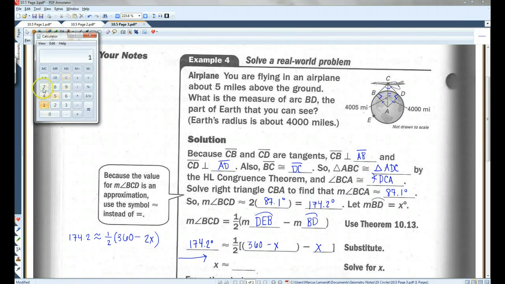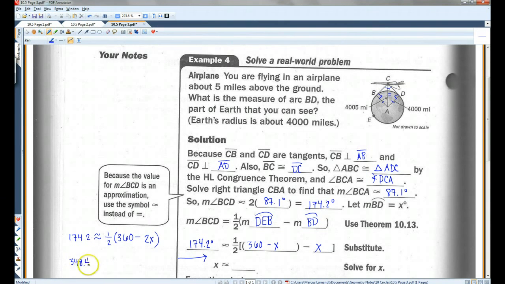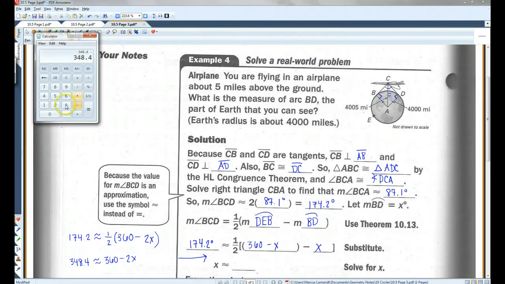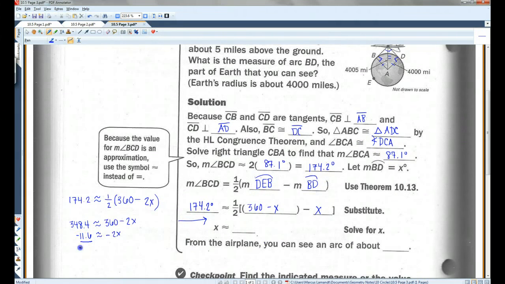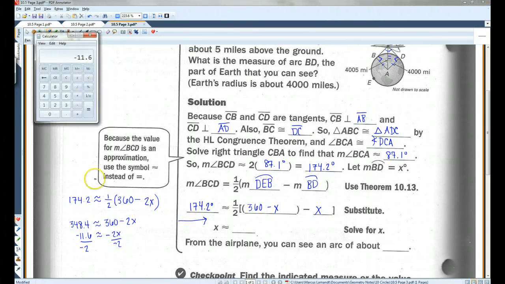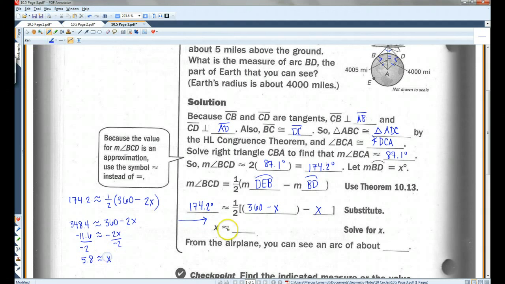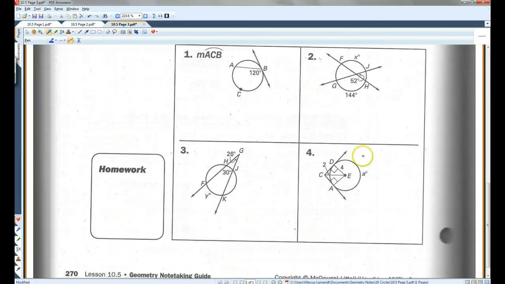I'm going to multiply both sides by 2. Pull out a calculator. 348.4 equals 360 minus 2x. Let's subtract 360. Negative 11.6. Divide both sides by negative 2. 5.8. So from the airplane, you can see an arc of about 5.8 degrees. Alright? Okay. You guys can do the checkpoint, and that's all.